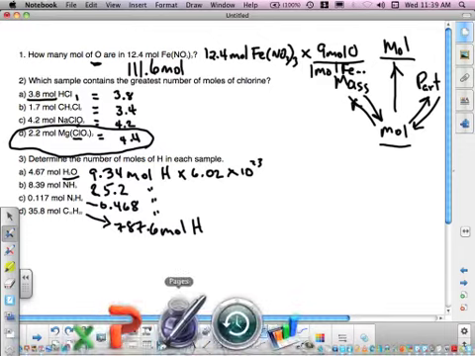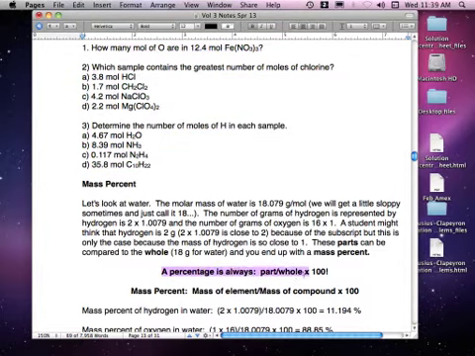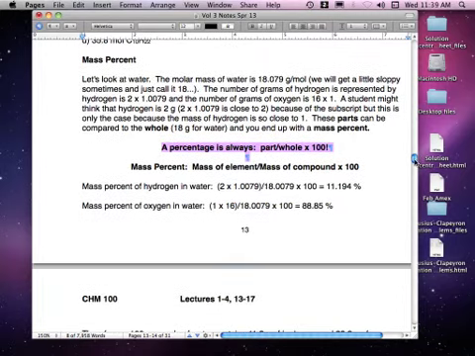All right, let's go back to the notes. Let's see what else we've got to learn today. Mass percentage. It is just a percentage, and percentages are always just part over the whole. So if I want to know the percentage of hydrogen in water, I'm going to take the mass of hydrogen, that part of the formula, and I'm going to divide it by how much the whole thing weighs times 100. For oxygen in water, it's the oxygen part over the total times 100. So that's pretty easy.